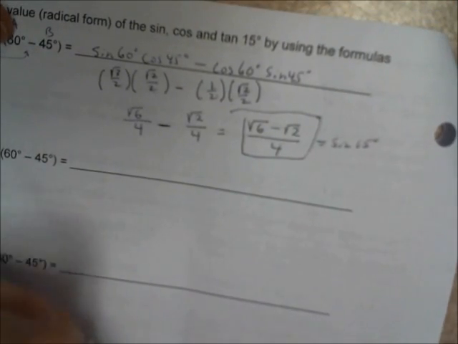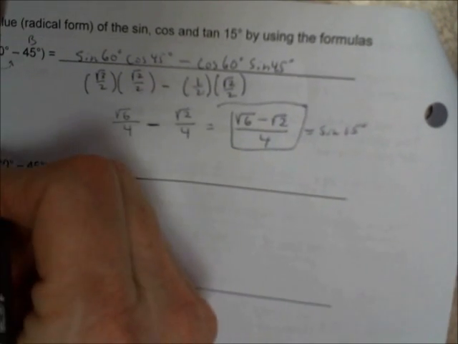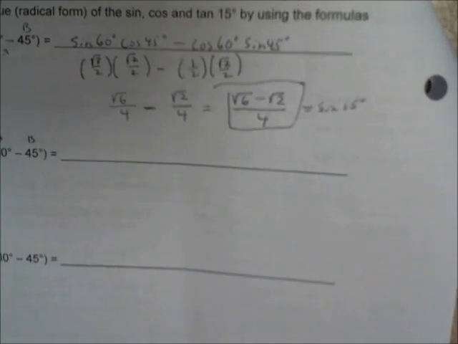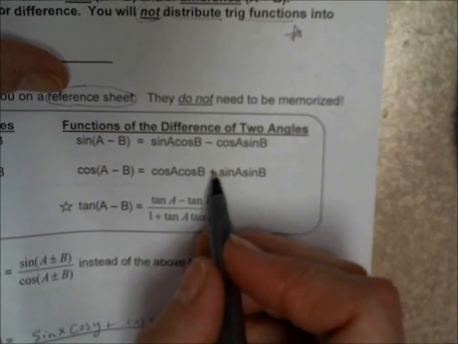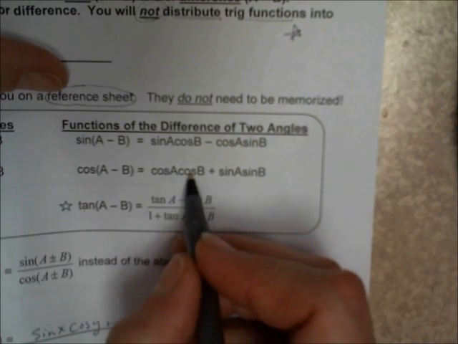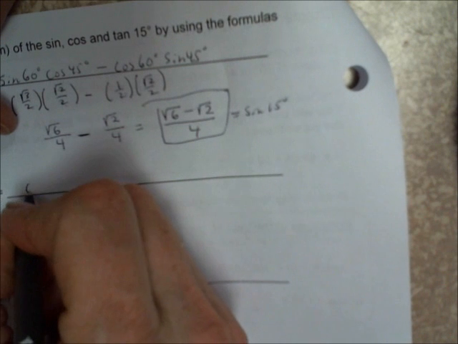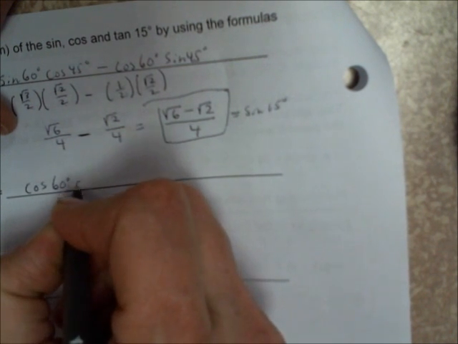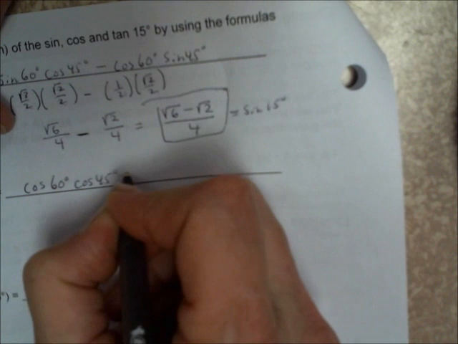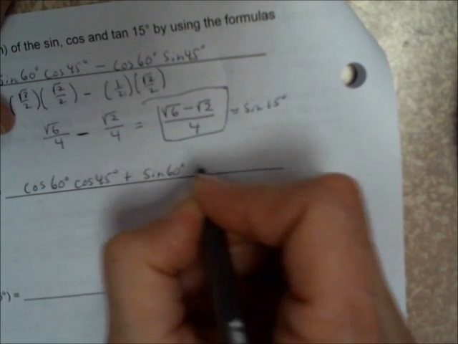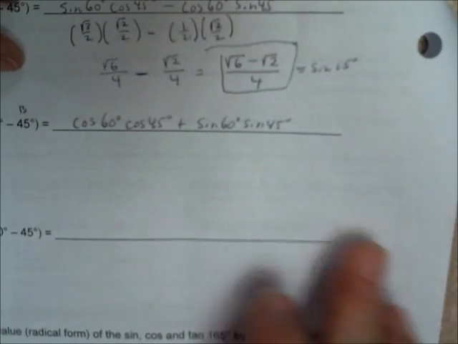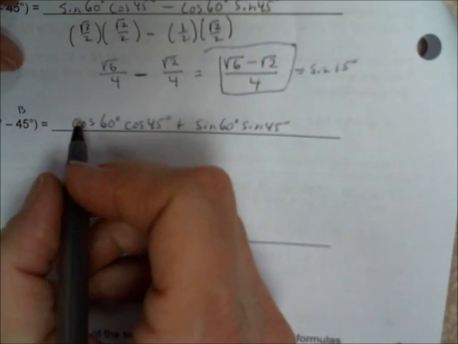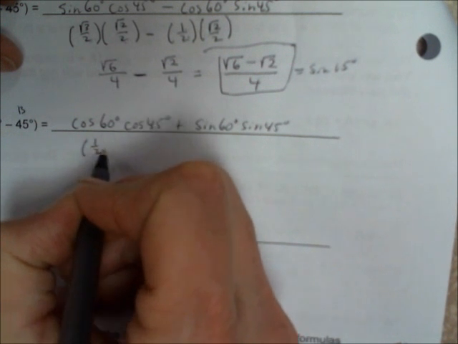The next one is the cosine of 15 degrees. Well, A is 60 again, and B is 45 again, but we have a cosine of the difference of two angles. So we're going to use the second one: cosine A cosine B plus sine A sine B. So that goes the cosine of 60 times the cosine of 45 plus the sine of 60 times the sine of 45 degrees. So we're going to use the same values that we used up here. The cosine of 60 is a half.